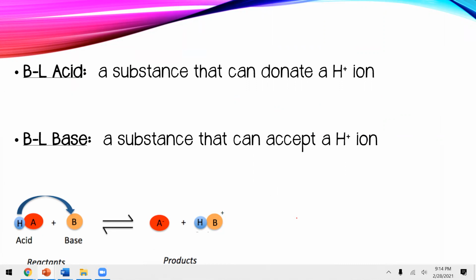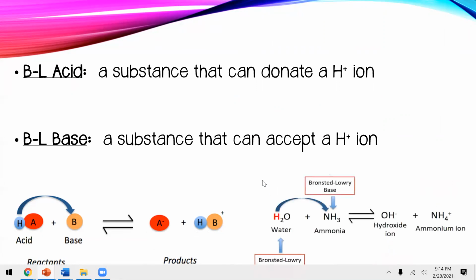So now we're not talking about acid plus water or base plus water. We're talking about an acid plus a base. In this case, we have an acid which has an H on it, and we have a base, whatever base that may be. The acid will donate its hydrogen to the base, and the base will accept it.